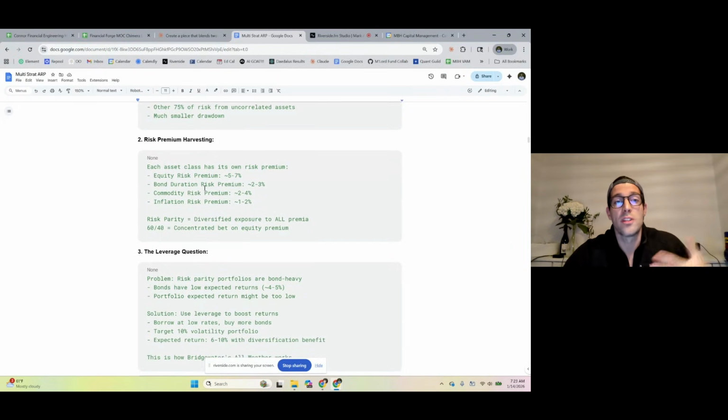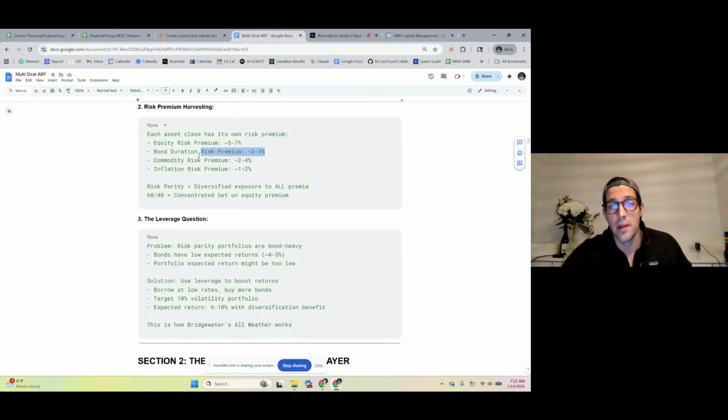Now, I want to go into risk premium harvesting. This is basically seeking different types of risk premium that are uncorrelated. And when we look at this, we can see that our equity risk premium, which is stocks, is 5 to 7%. Bond duration premium, the fact that 10 years and 30 years, we need to get paid more on than a no risk treasury and like a high yield savings account.